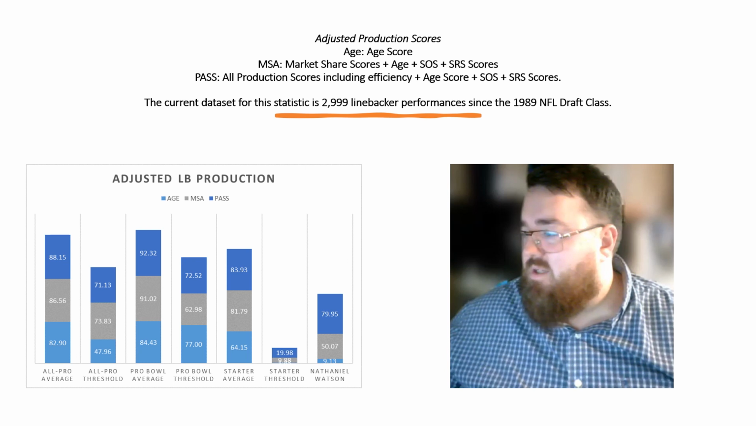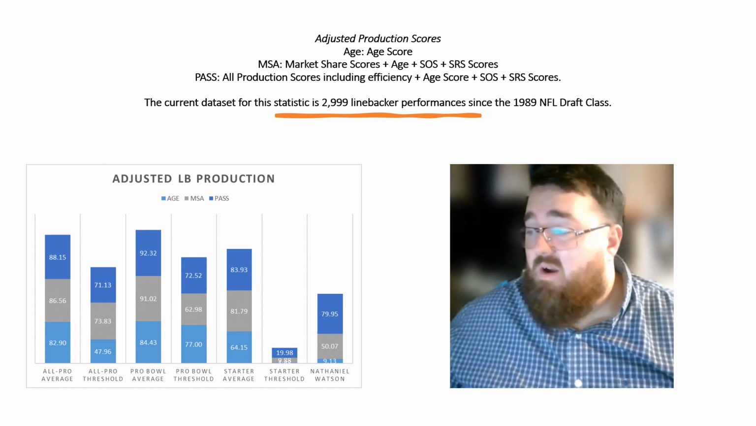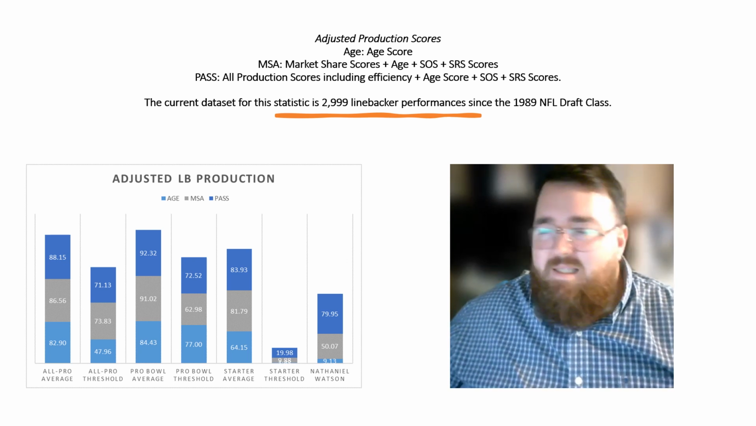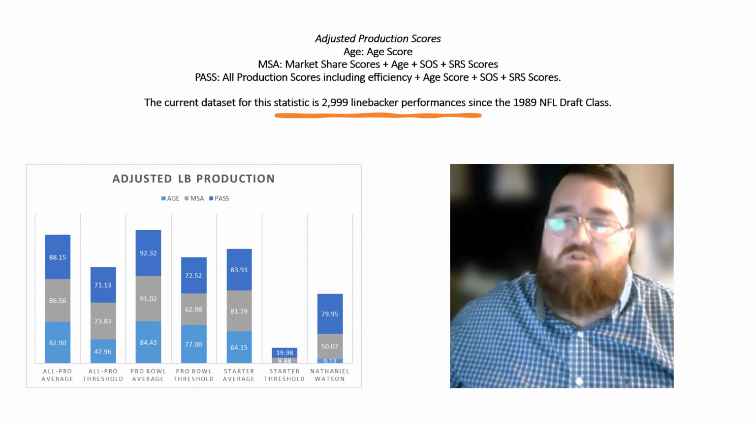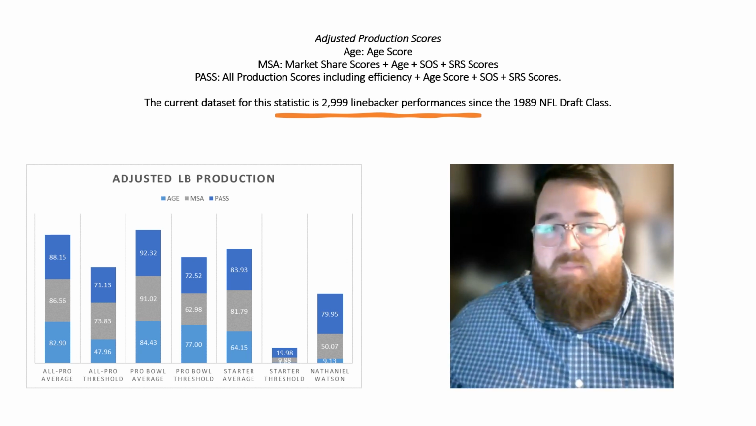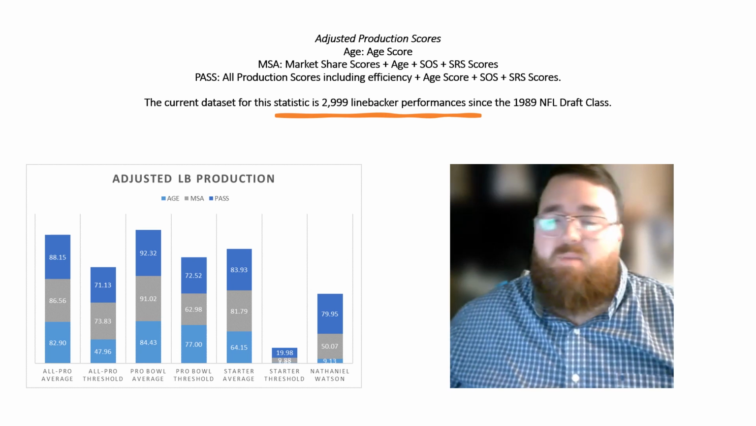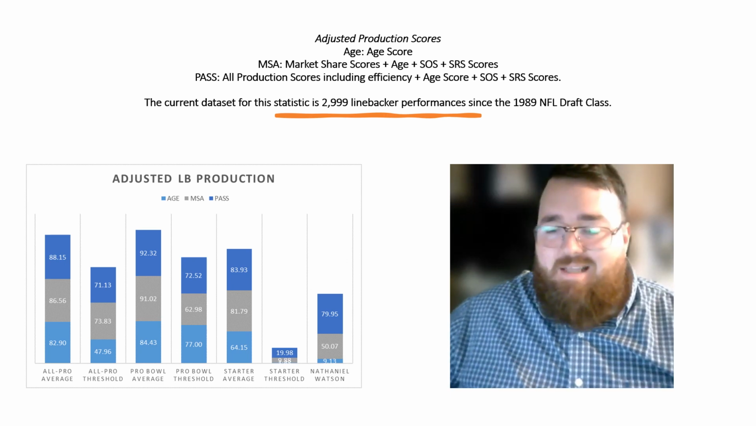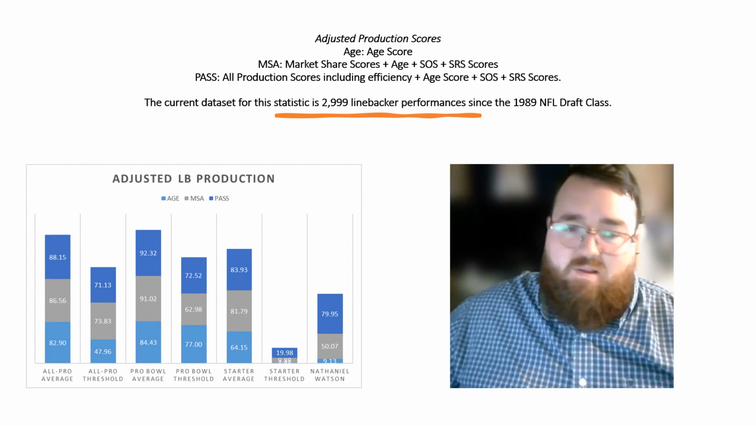And adjusted production wise, his age is, he's very old, but he does have a good MSA rating and pass rating, but isn't quite near the starter averages. So he's a little bit of a boom or bust prospect. He was extremely productive at Mississippi State in every single metric you could think of. So he might end up becoming something interesting, but his age definitely does dampen his prospects a little bit.